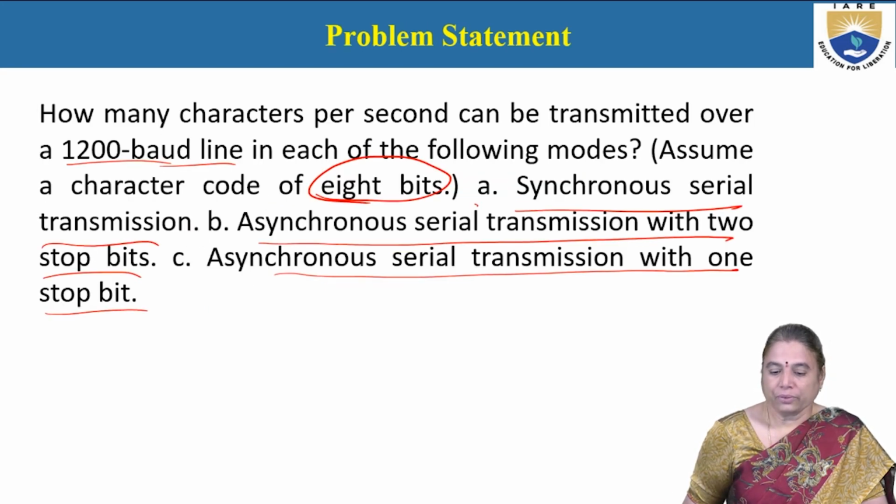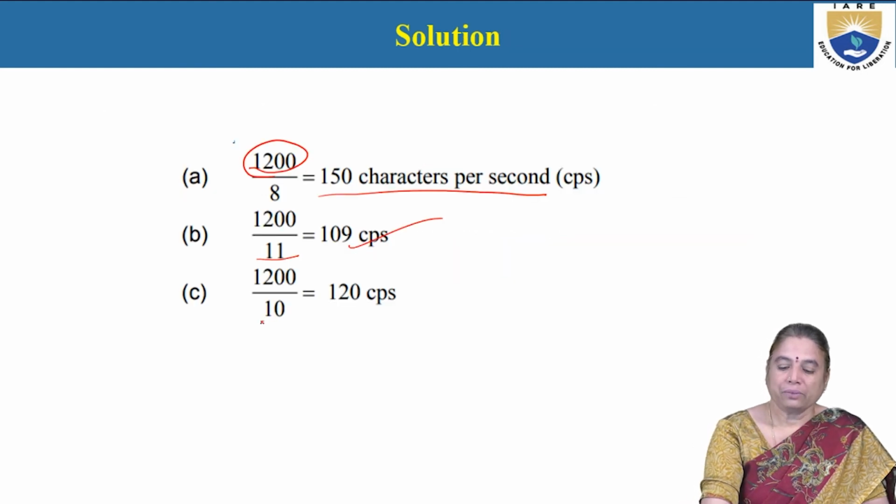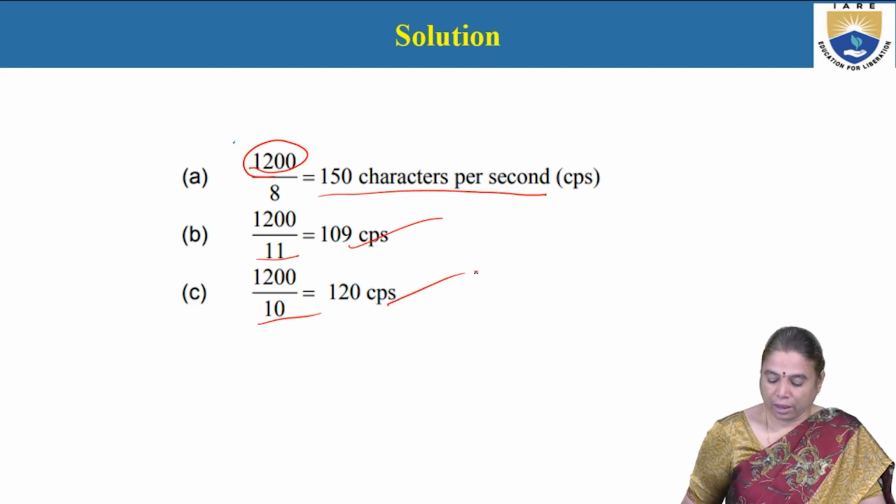The third question is asynchronous serial transmission with 1 stop bit. So 1 for clock, 1 for stop bit. So 8 plus 2, 10. So 1200 by 10, 120 CPS is the answer.